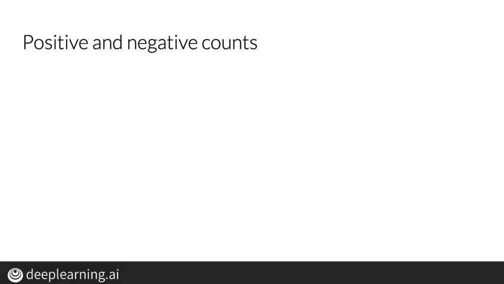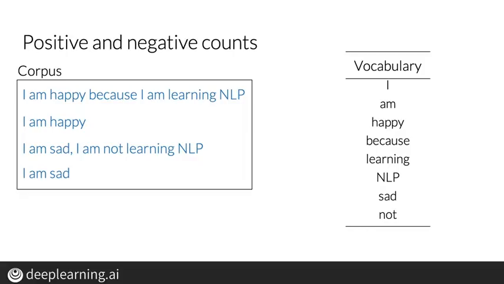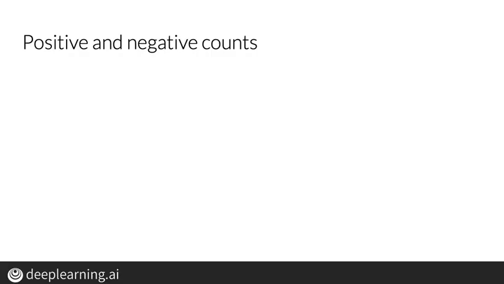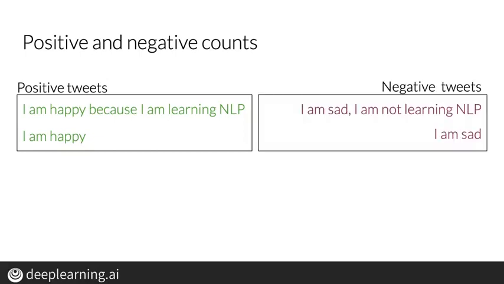It is helpful to first imagine how these two classes would look. Here, for instance, you could have a corpus consisting of 4 tweets, and associated with that corpus, you would have a set of unique words, your vocabulary. In this example, your vocabulary would have 8 unique words. For this particular example of sentiment analysis, you have 2 classes. One class associated with positive sentiment and the other with negative sentiment. So taking your corpus, you would have a set of 2 tweets that belong to the positive class and a set of 2 tweets that belong to the negative class.